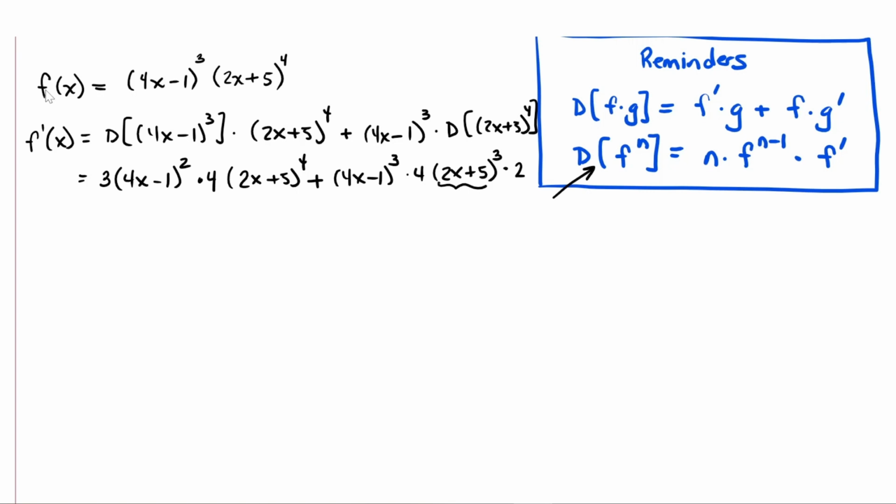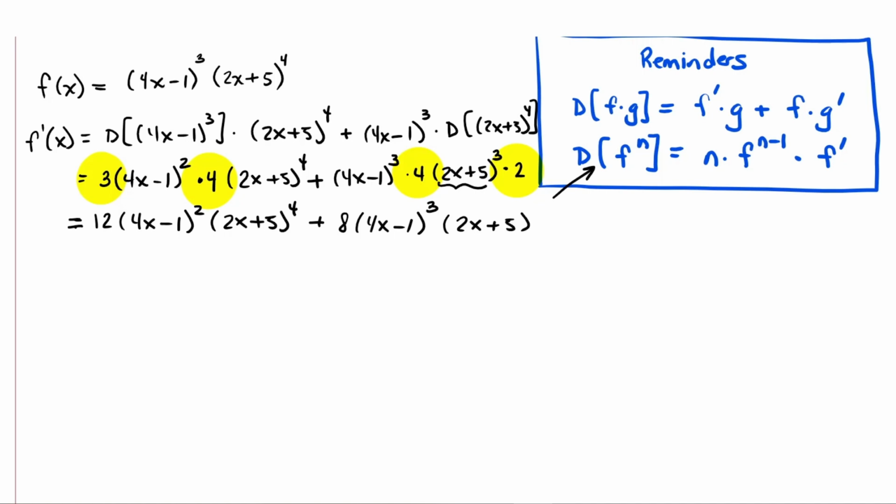Okay, so continuing on here, let's pull together some like terms. Notice that here we have a 3 times a 4, so that can easily be pulled together as 12. That is an equal sign there. (4x minus 1) squared times (2x plus 5) to the fourth plus, and over here we have a 4 and a 2, so we're going to call that 8, and then times (4x minus 1) to the third times (2x plus 5) to the third.